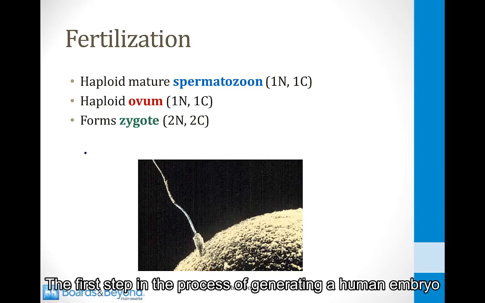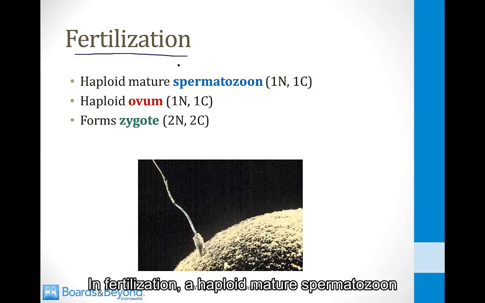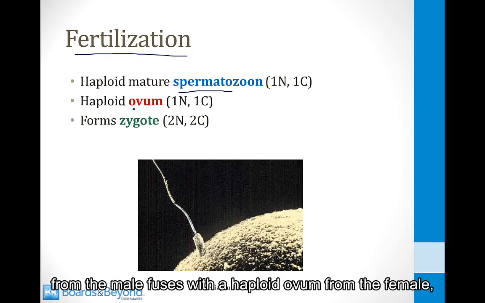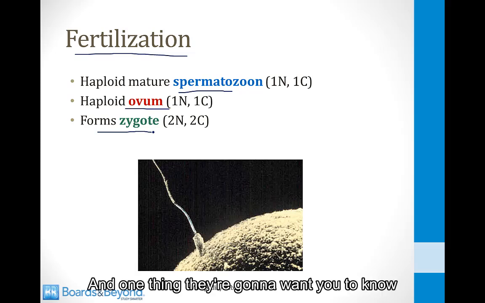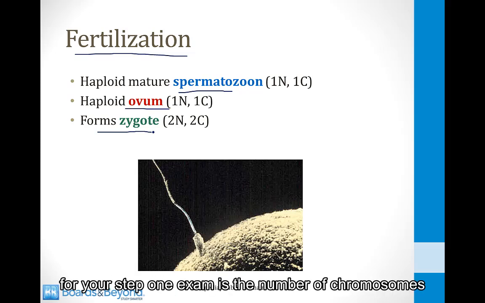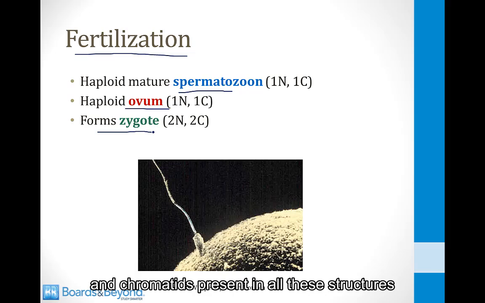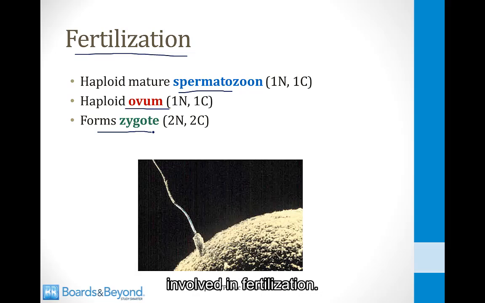The first step in the process of generating a human embryo is fertilization. In fertilization, a haploid mature spermatozoon from the male fuses with a haploid ovum from the female, and this forms a zygote. And one thing they're going to want you to know for your step 1 exam is the number of chromosomes and chromatids present in all these structures involved in fertilization. So let's make that very clear now.